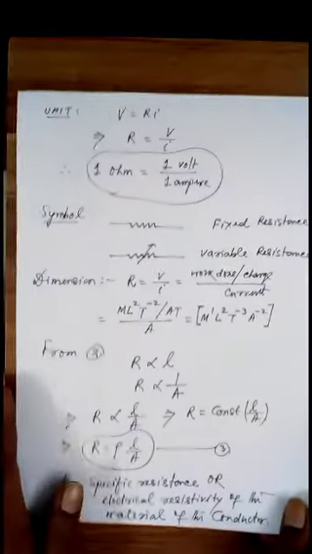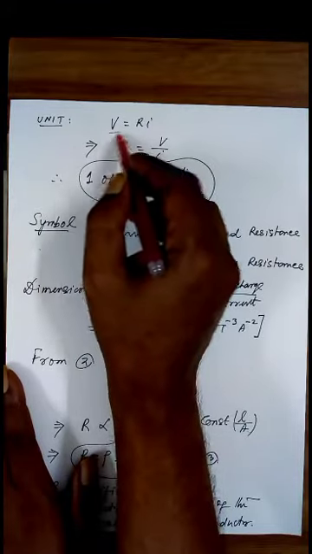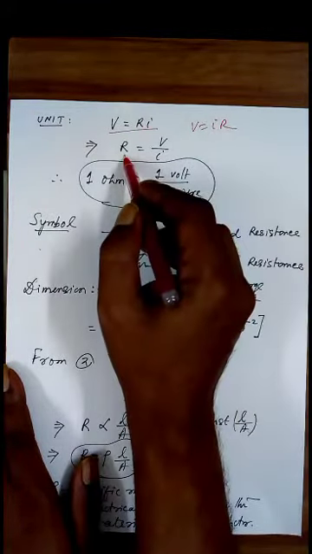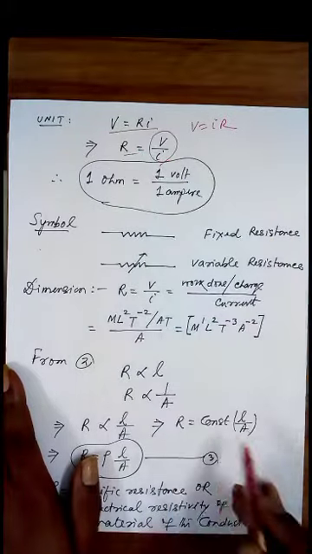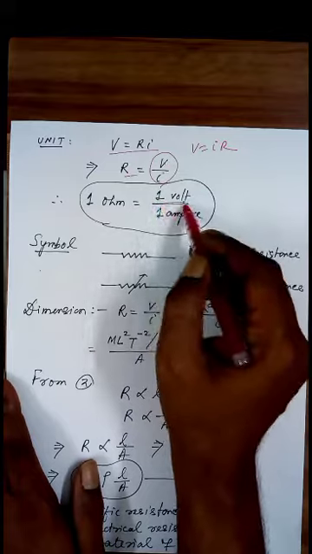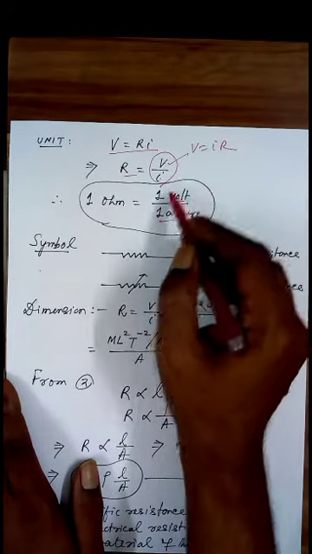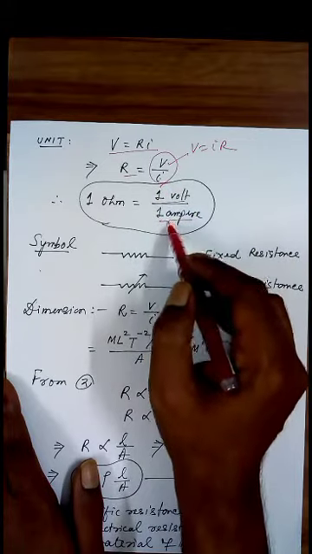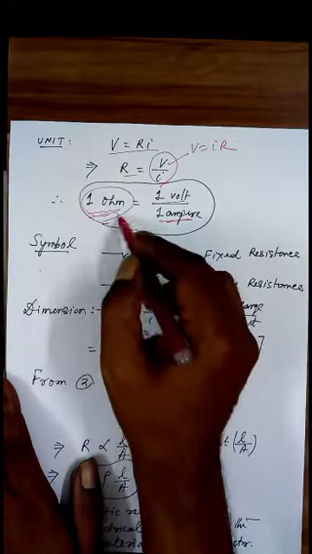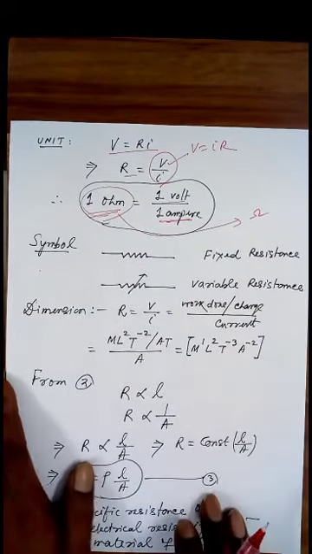Then comes the units of resistance. Now we have just learned V is equal to RI, or you can write V is equal to IR. So from this, R is equal to V over I. Now if I put V as 1 volt and I as 1 ampere, 1 unit of voltage in SI unit, 1 unit of current in SI unit, then the resistance is called 1 ohm, and the symbol is this for resistance, right?